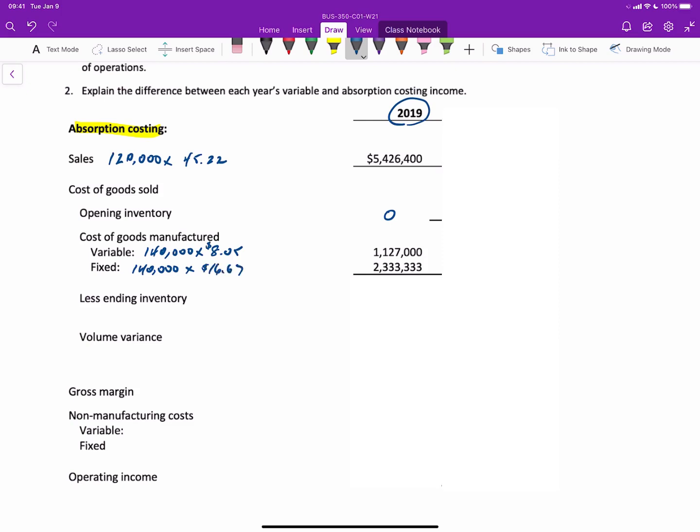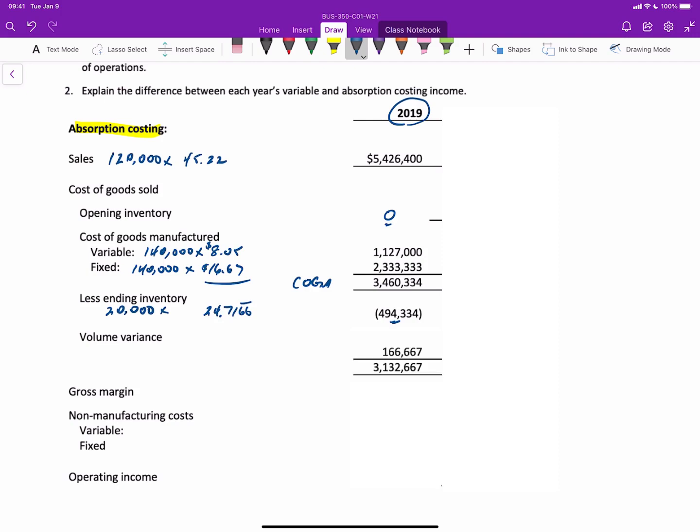Then the fixed manufacturing overhead is calculated using 140,000 units produced times the predetermined overhead rate of 16.67. I'm using rounded numbers here, but these calculations were actually done in Excel, and so these are exact numbers. So that's 2,333,333. And then we subtract ending inventory. We started at 0, produced 140,000 and sold 120,000. So that's 20,000 in ending inventory. And we're going to multiply that by the sum of the total inventoriable costs, which is $24.716.